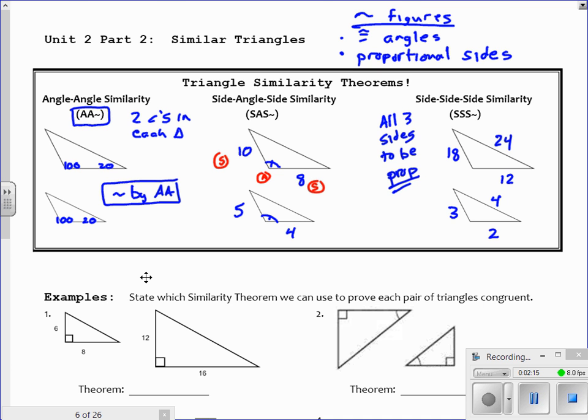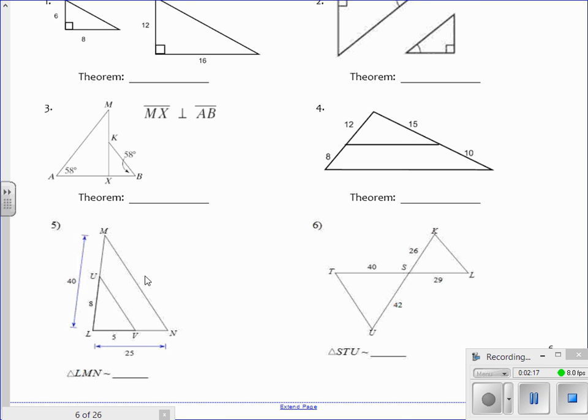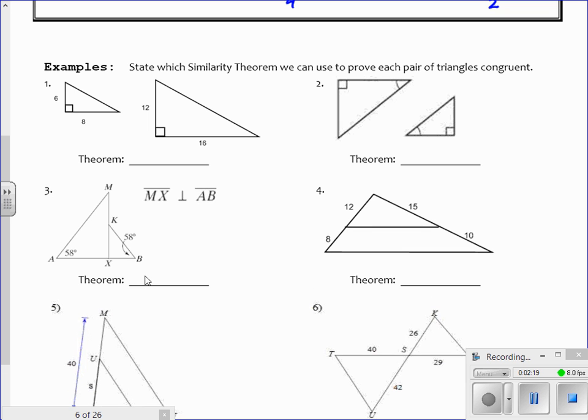So a few examples right here. State which similarity theorem we can use to prove the pairs of triangles are similar. And so right here we see we have a side marked there. There's a 90-degree angle. We have a side here. So it looks like SAS, but let's make sure very quickly that the sides are in fact proportional.